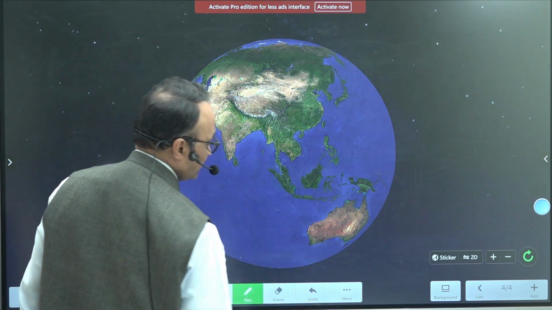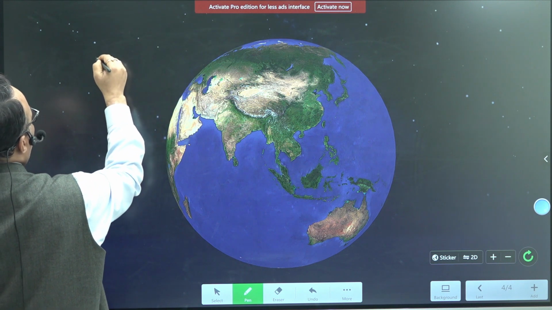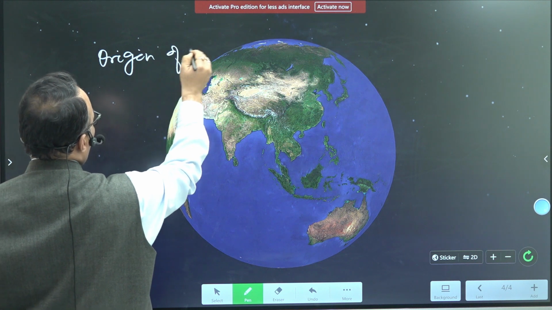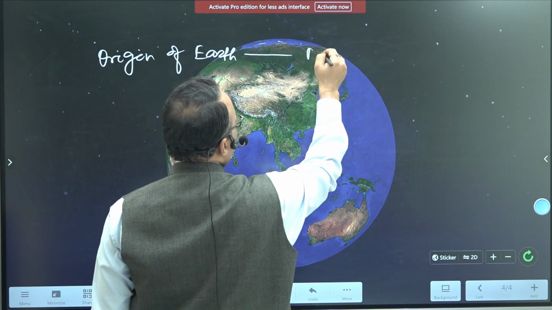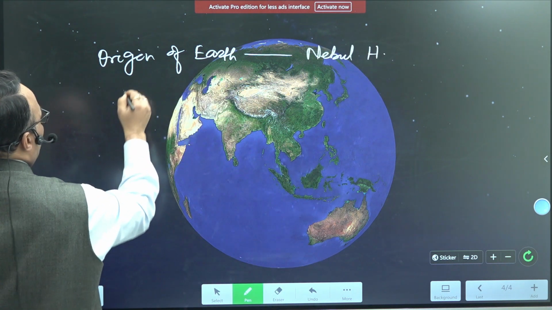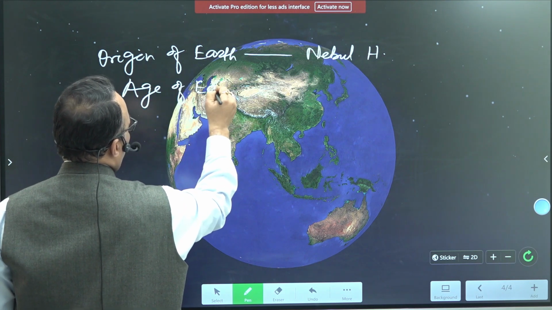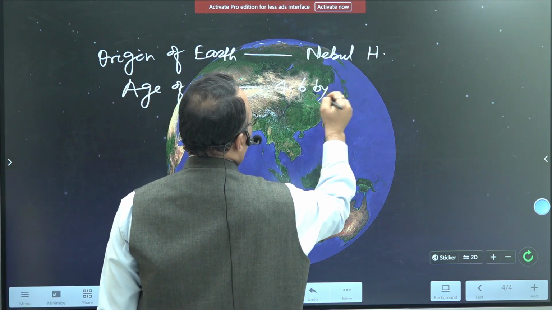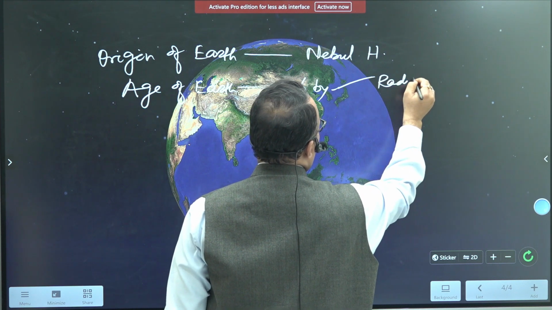So the importance of Prithvi Tattva you understood. So let me summarize the things we have understood today. Origin of earth, you understood. Inside the origin of earth, you understood the nebular hypothesis. Then you understood the age of the earth. Age of earth, which I told you is 4.6 billion years, and the base of it, I told you, is radioactive dating.